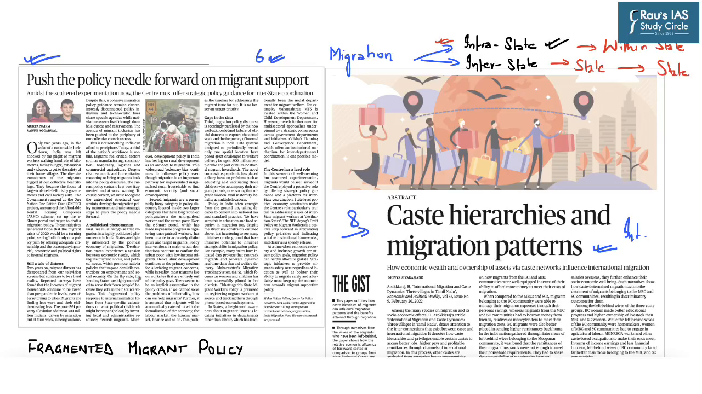So in this article, the author says that in India, we do not cater to a central policy or a coherent policy towards migrants. Rather, the policies are fragmented, and because of this, migrants face various issues and are often left out of the policy jurisdiction.